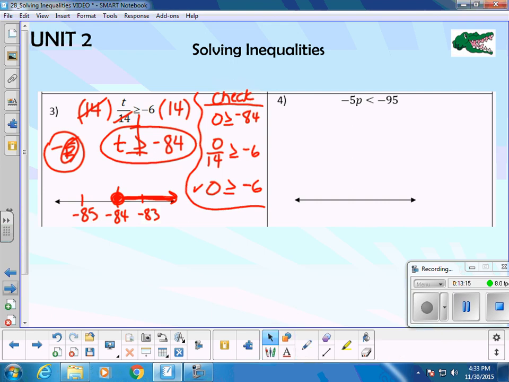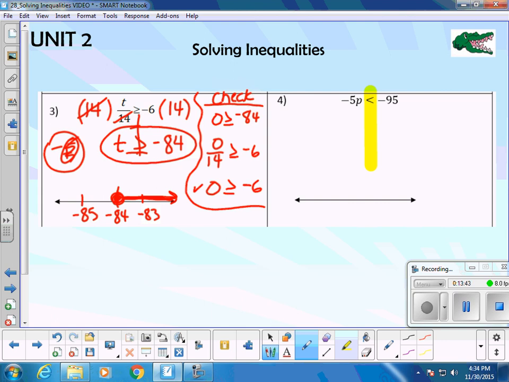So this is exactly the same stuff that you were doing when you did one-step equations before. The only difference is that inequality symbol in the middle. And if it helps, take a highlighter and highlight it down to divide your problem, and then that way you remember that that has to stay. So in this case, I have a -5 times p is less than -95.